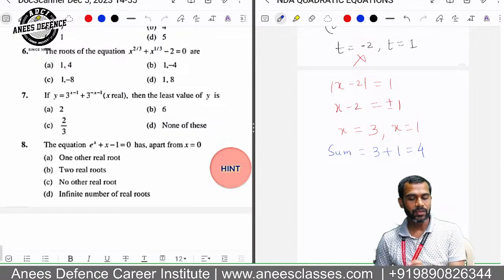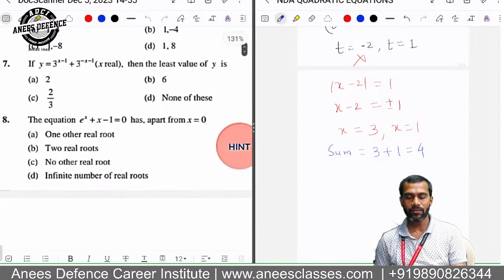Yes or no? Put x raised to 1 by 3 is equal to t, and then it becomes quadratic in t. Then substitute the value of t, you'll get two values. You'll get, I suppose, 1, and then the other would be -2. For the value of t, x is nothing but t cubed. Now next question, question number 7, the last question.